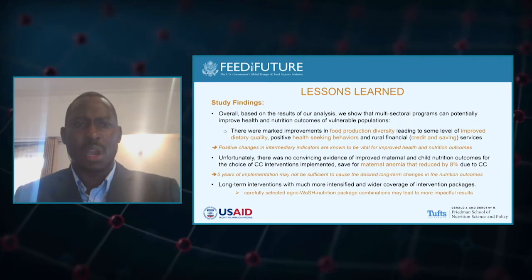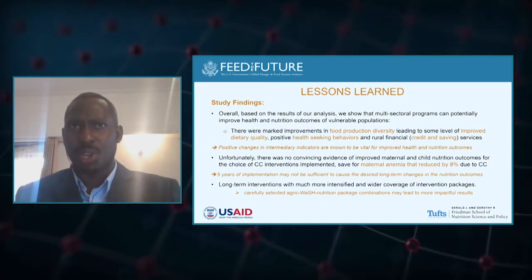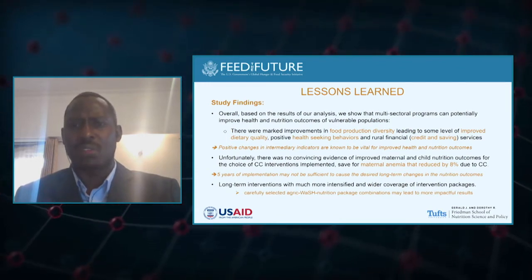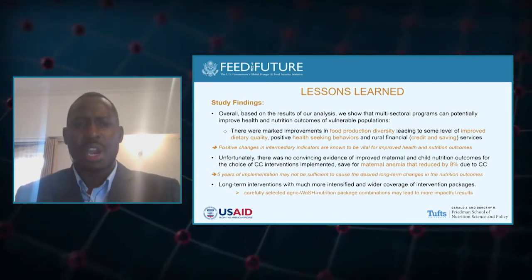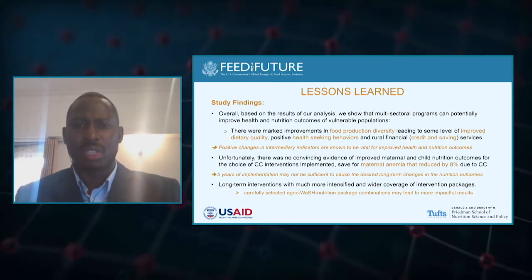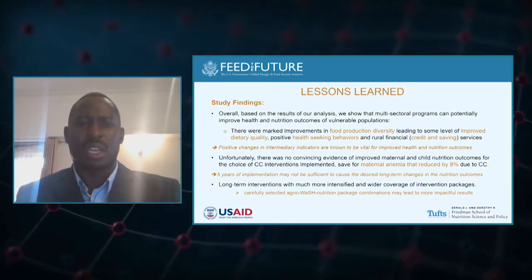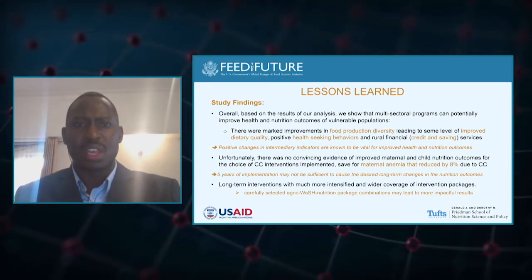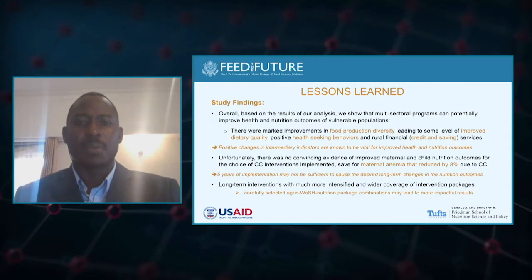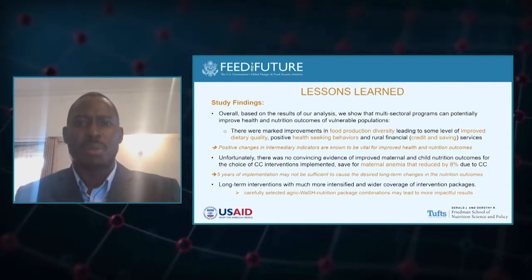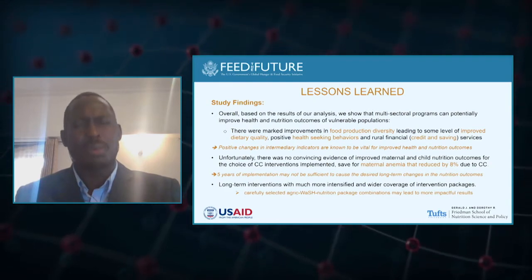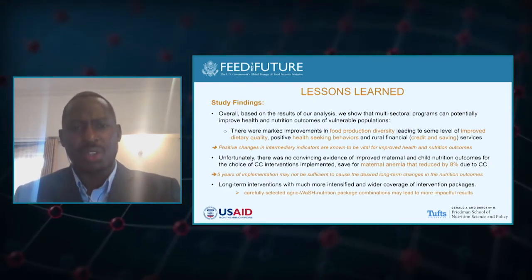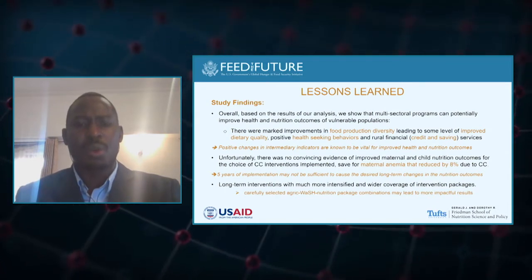So we think that if there were long-term interventions, beyond that, really well planned out and much more intensified and given wider coverage, then perhaps we would have seen much more significant results in terms of the ultimate nutrition indicators. And when we tweaked the data a bit and looked at different packages of implementation, we found that when you combine selected interventions in agriculture, WASH, and nutrition, they led to a bit more impactful results. Next slide.